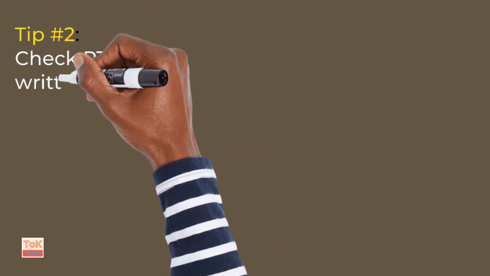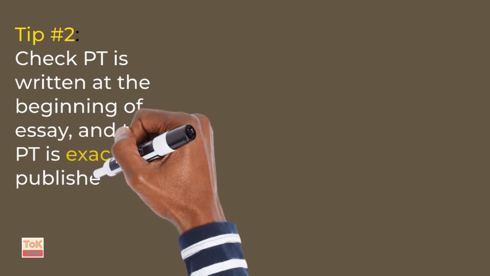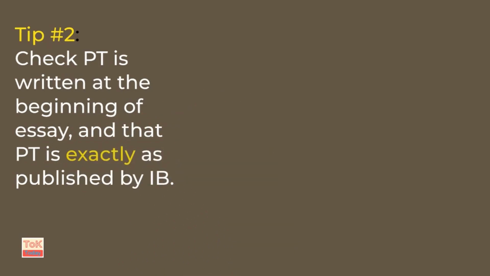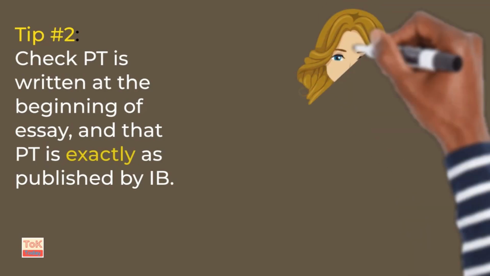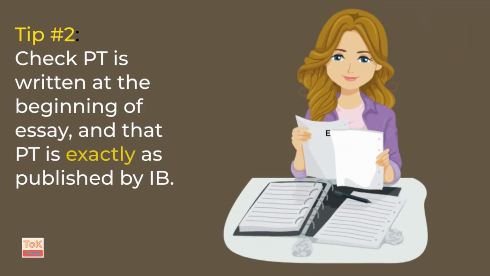Number 2, check that the prescribed title is written at the top of the essay and that the prescribed title is exactly as published by IB. Now, this is a lot more important than it sounds. If the student has written the prescribed title at the beginning, they're much more likely to have directly answered that prescribed title. You'll find that as you mark the essay, you're constantly referring students back to the wording of the prescribed title. This is all made a lot easier if the prescribed title is there at the beginning of the essay.